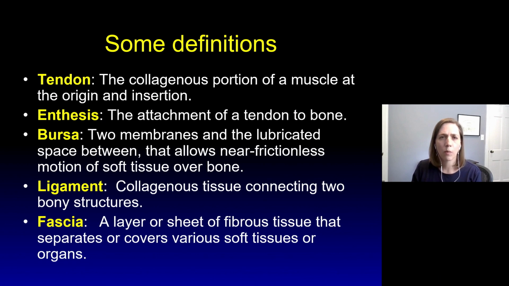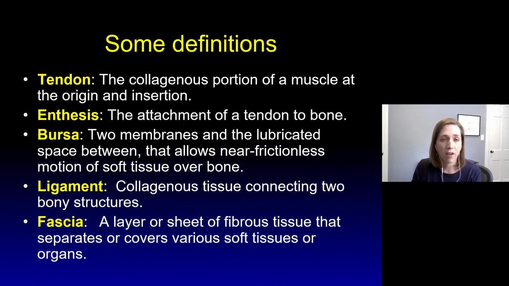So to get started, I want to go through some definitions so that we're all on the same page. These are multiple different things that can contribute to soft tissue pain. You have tendons, and tendons are the collagenous portion of a muscle at its origin and insertion. So you have tendons right where the muscles attach to bones, so you can move your skeleton. You have the enthesis, which is where the tendon is attaching to the bone. That's a separate structure. There are also bursas, and bursas are two membranes and the lubricated space between that allow for the near frictionless motion of soft tissue over bone.